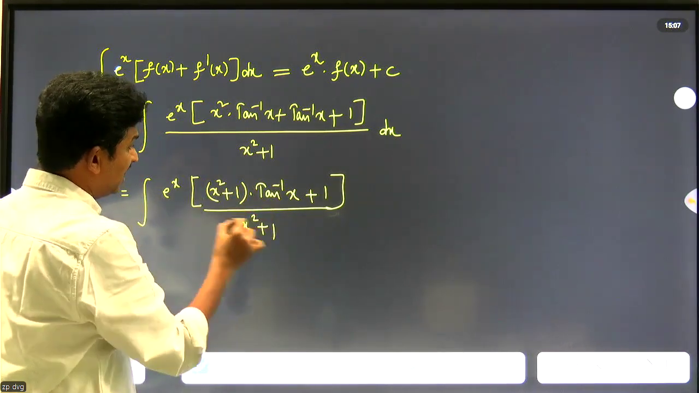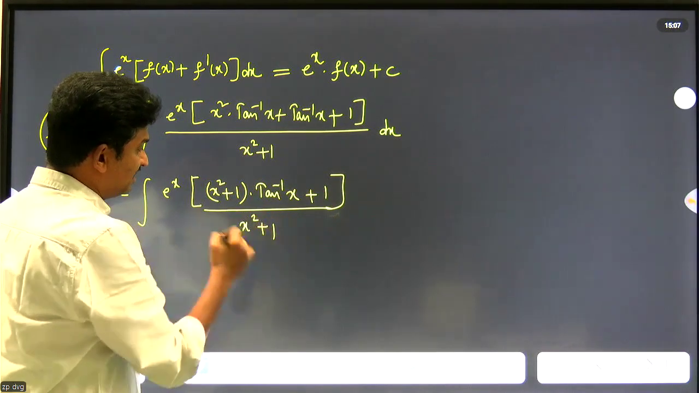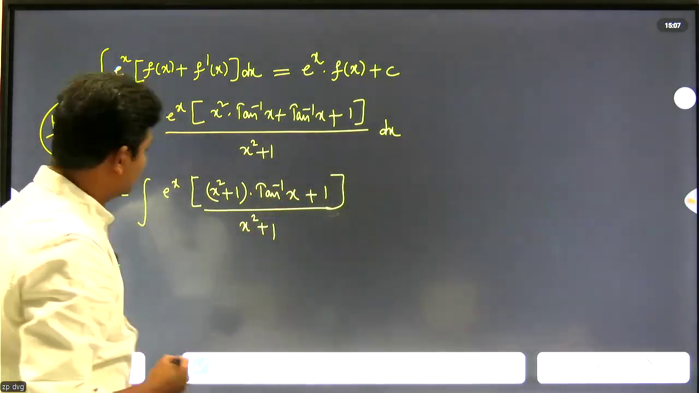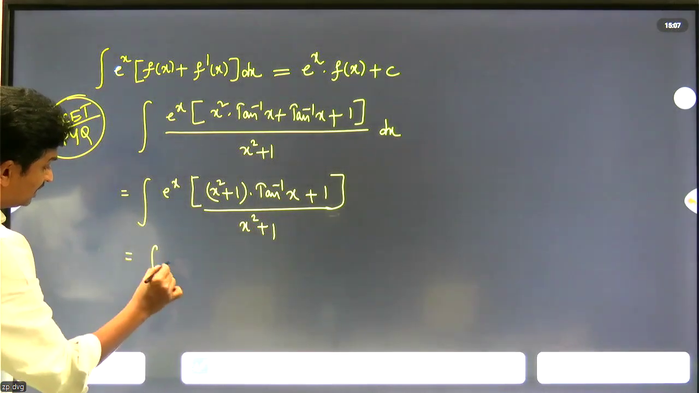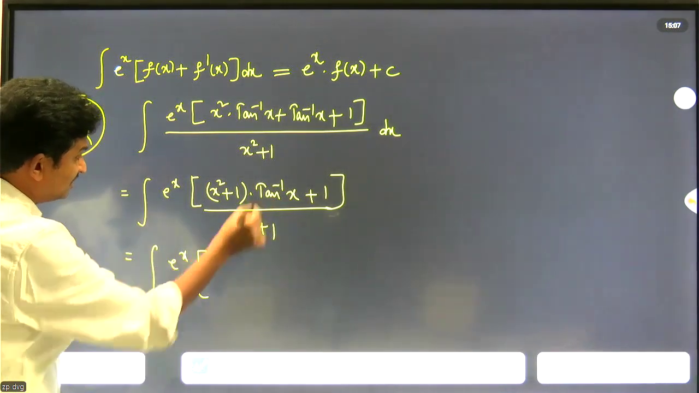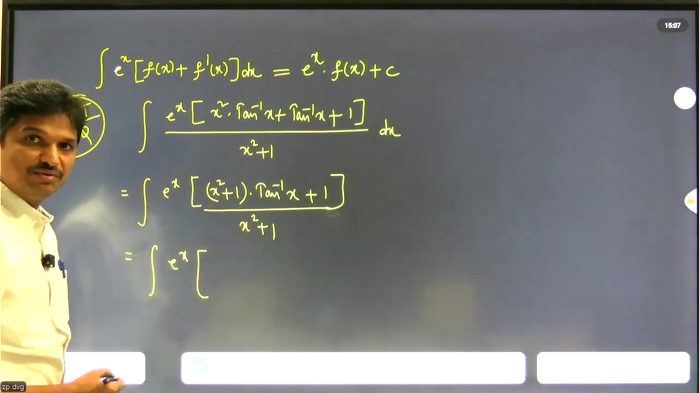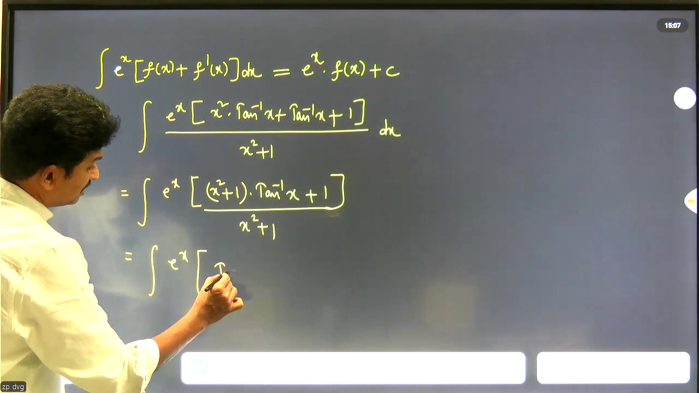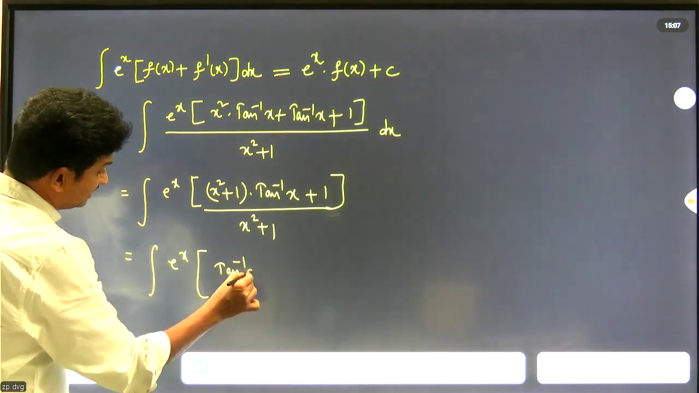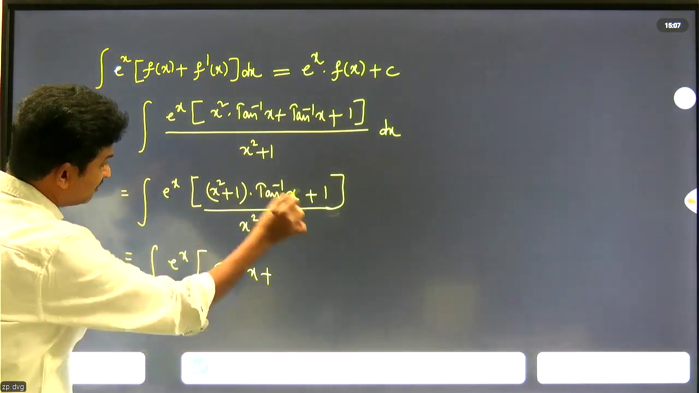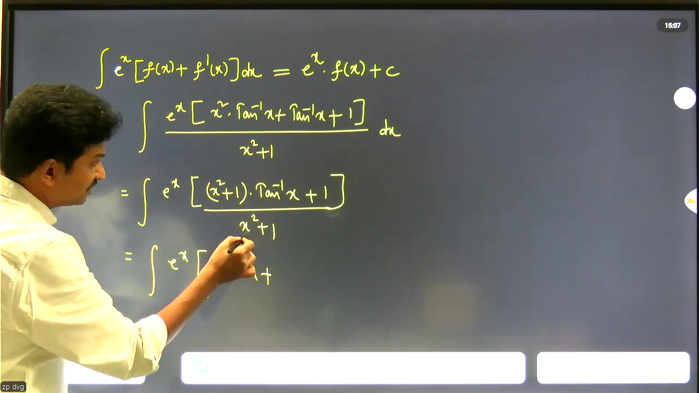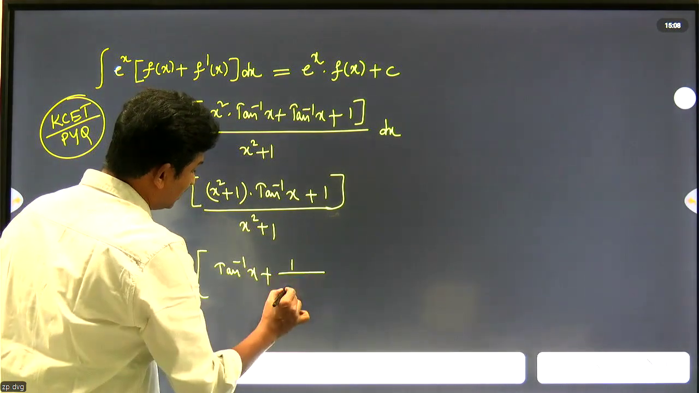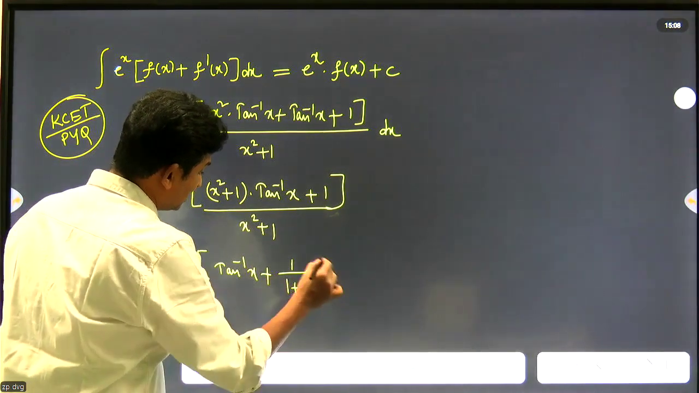Look at this. This is a plus b divided by c. A plus b divided by c is what? A by c plus b by c, right? So what you will get here: integral of e power x into this divided by this. x square plus 1 and x square plus 1 will get cancelled. You will get tan inverse x. When this term is divided by x square plus 1, it gets cancelled, you get tan inverse x. This by this, that is 1 divided by x square plus 1, can be written like this.